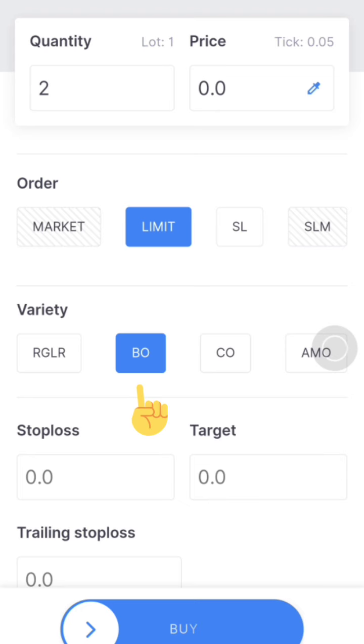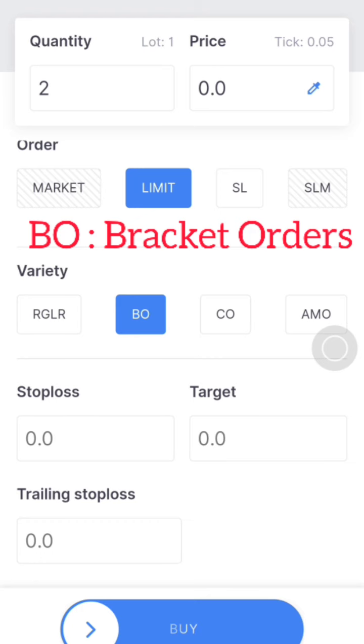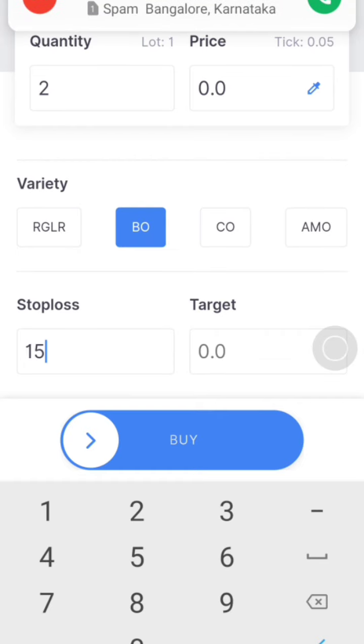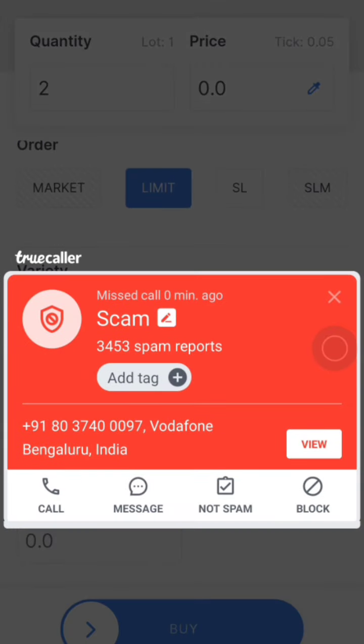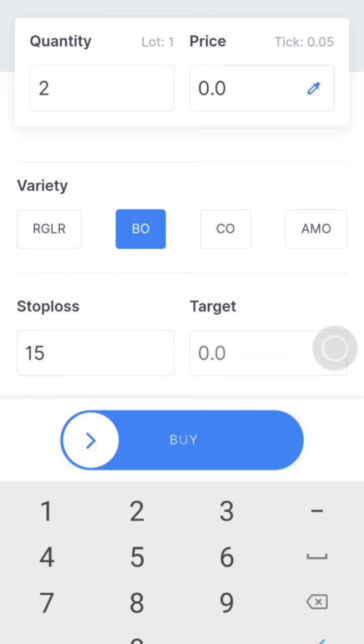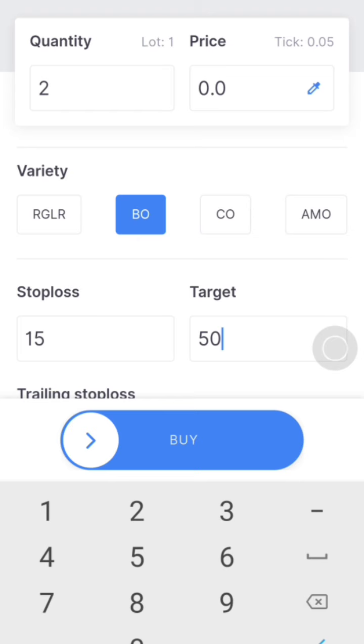BO means bracket order. Bracket order means it clearly states that the trade will be happening within a bracket. That's why you can see in bracket order there's something called stop loss, there's something called target. And this stop loss and target you can give in some specific amount. Let's say you purchase the Bajaj Finance share at 2400. You are thinking I can bear maximum 15 rupees of loss. So you can put stop loss as 15 rupees. In the target, let's say you want to make 50 rupees of profit. So in the BO bracket order you can trade in a bracket.